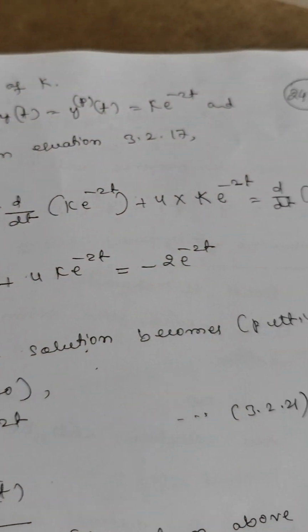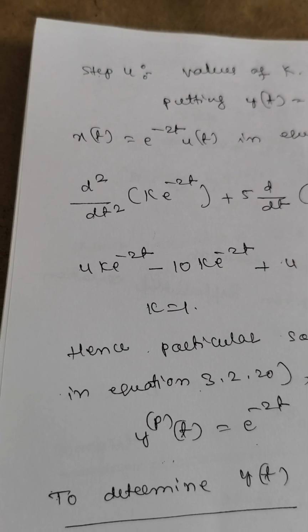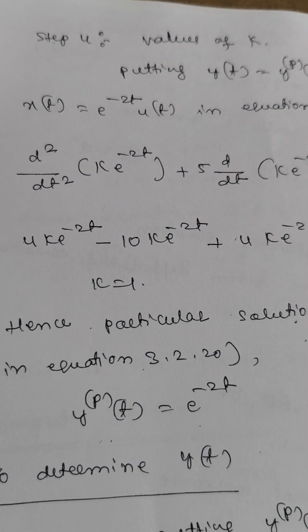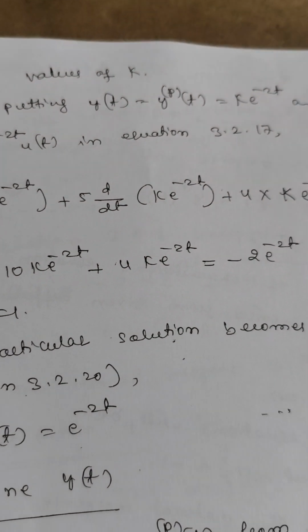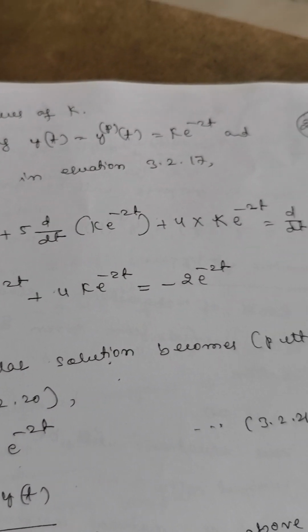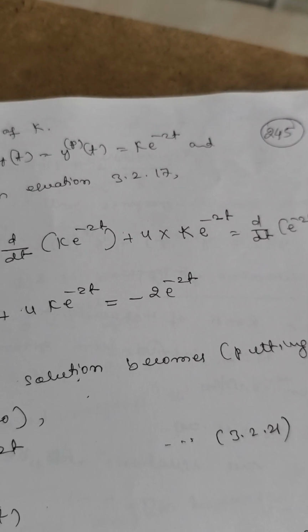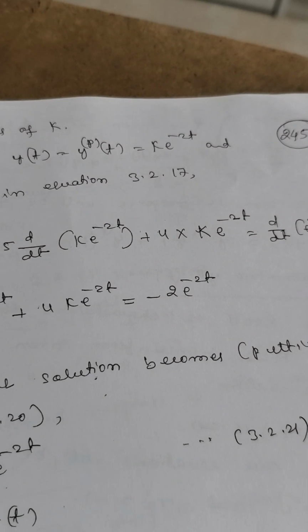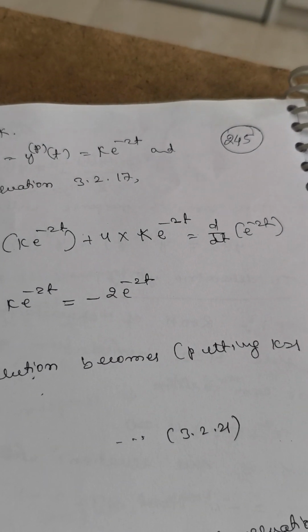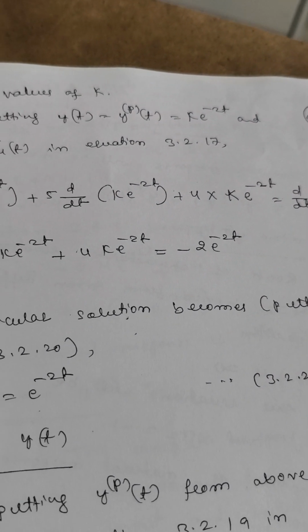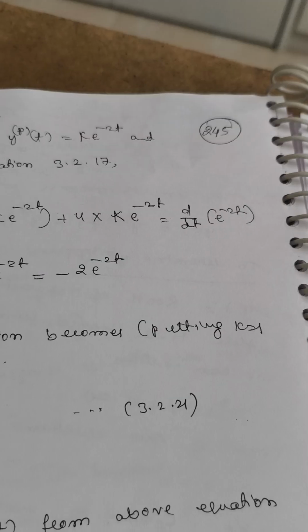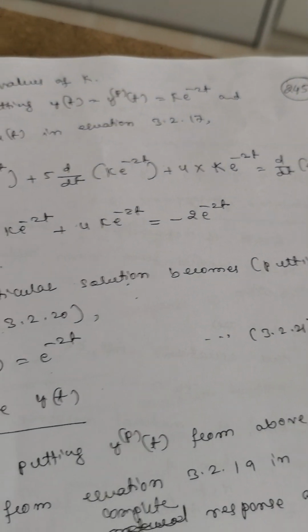Then d square divided by dt square into k into e raised to minus 2t, plus 5 d by dt of k into e raised to minus 2t, plus 4 into k into e raised to minus 2t, equal to d by dt. Here we have substituted.